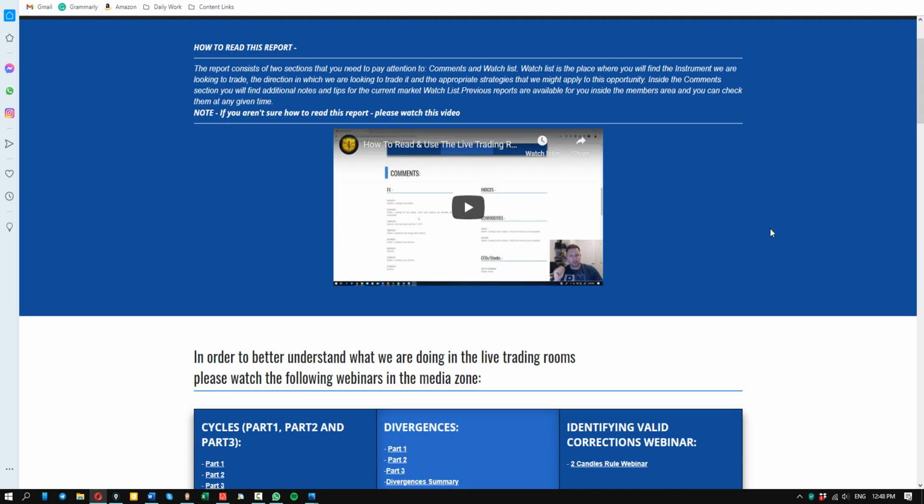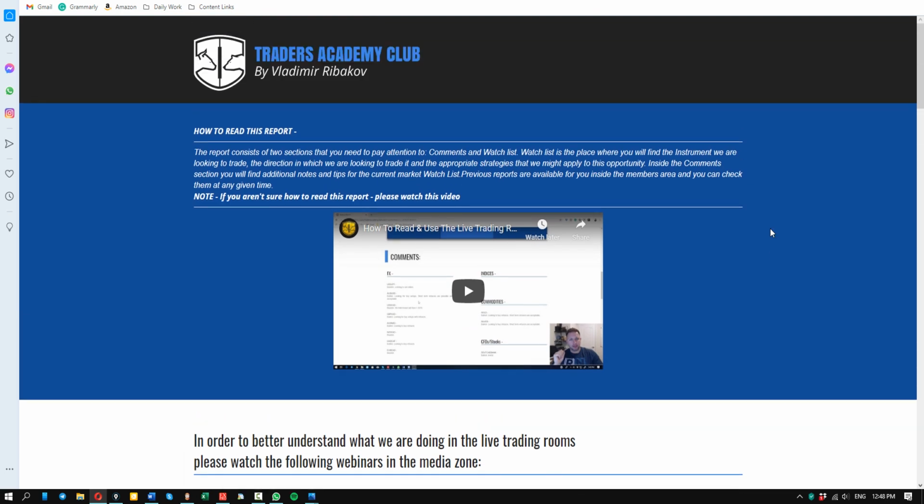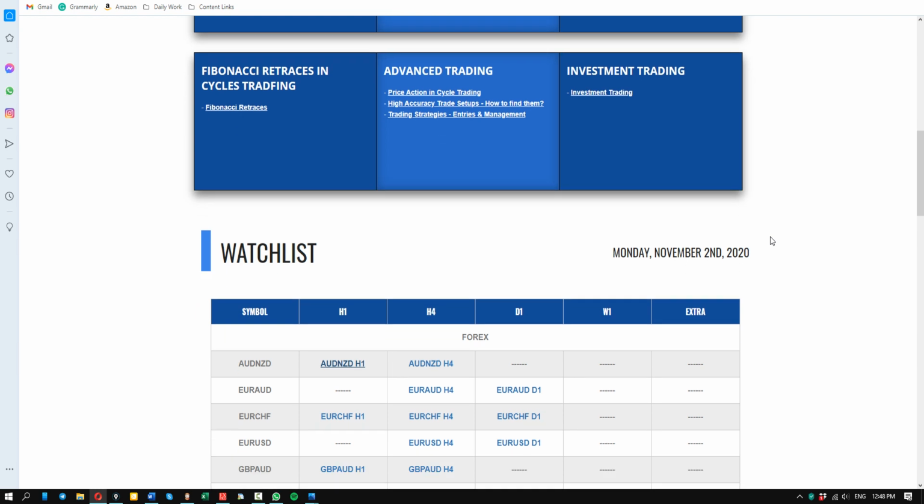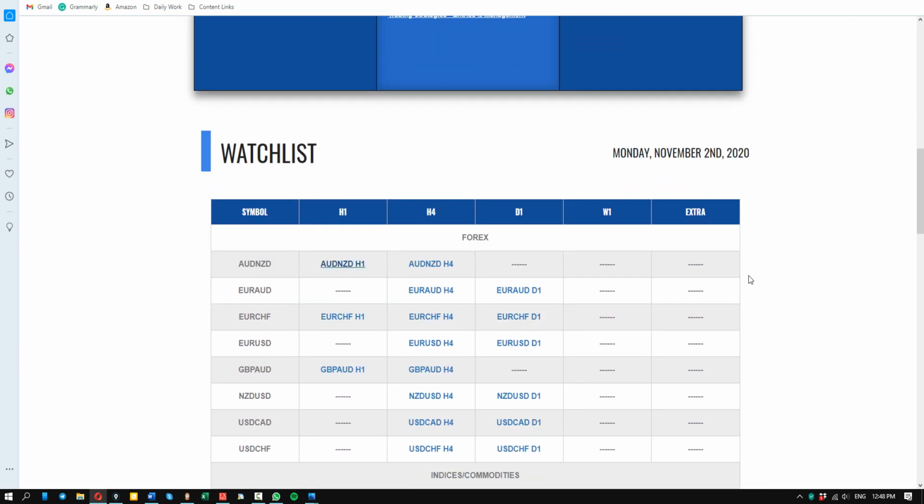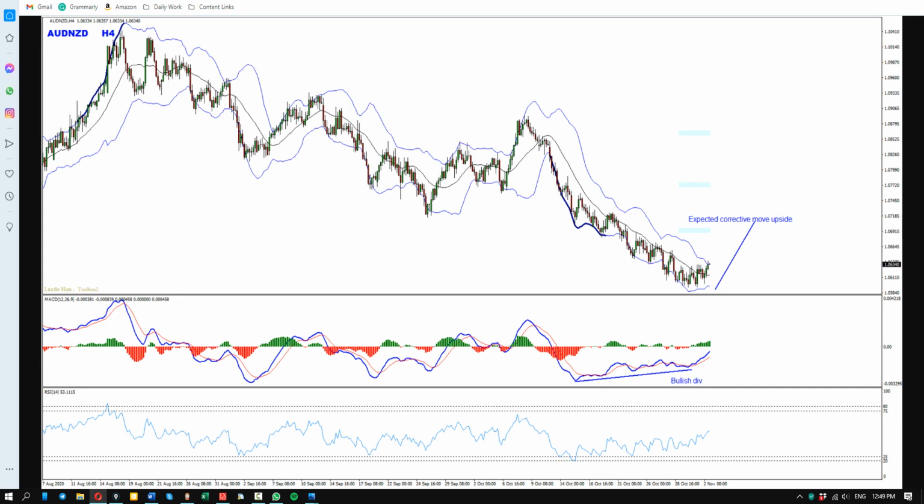So this is an example of a trading report that we publish for our members of Traders Academy Club on a daily basis. This is our watch list, and to present this strategy I want to take this pair as an example. This is the Aussie Kiwi. Our analysis was based on the 4-hour chart. I'll also show you what was standing there behind the daily.